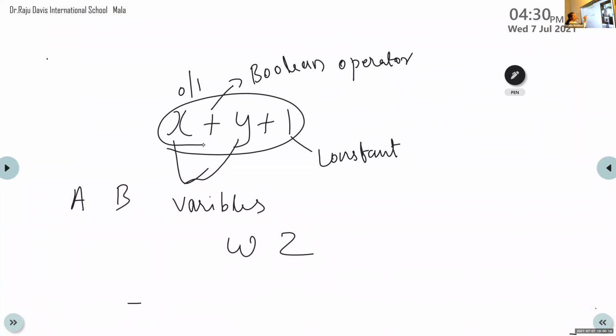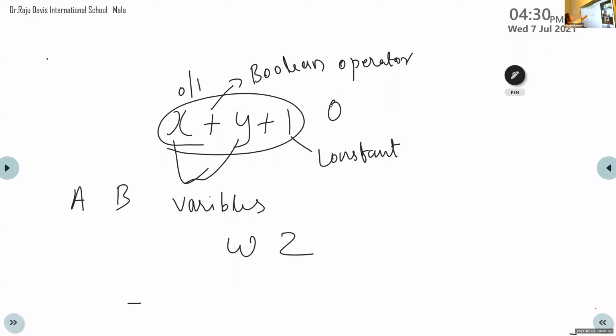This is one Boolean expression. In this Boolean expression we are using Boolean variables, Boolean operators and Boolean constants. Constant means it is a constant value. If it is 1, it is 1 itself. There are only two constant values, 1 and 0, in the case of Boolean expression. Okay. So a Boolean expression means it's a combination of Boolean variables, Boolean operators and Boolean constants. This is one example for Boolean expression.